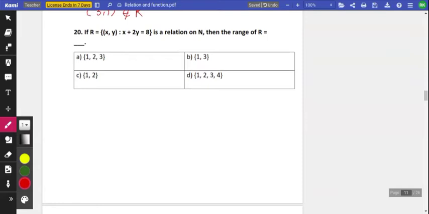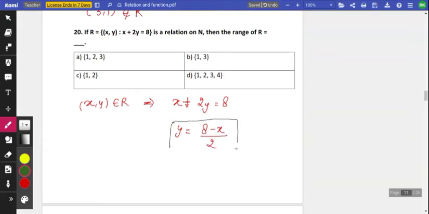In this question, you have to find the range of relation R. Relation R is defined as x comma y belongs to relation R where x plus 2y equals 8, and y equals (8 minus x) upon 2.